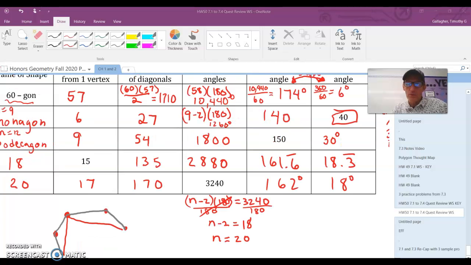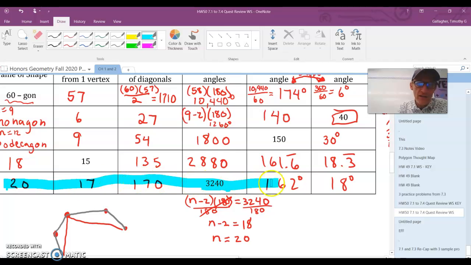All right, so I did finish the chart. This problem here, okay, this row here, I started out by figuring out n. Right here, I said n minus 2 times 180 equals 3,240. And then I got n equals 20 right there. Okay? So see if you can get these numbers in here to do the rest of the chart.